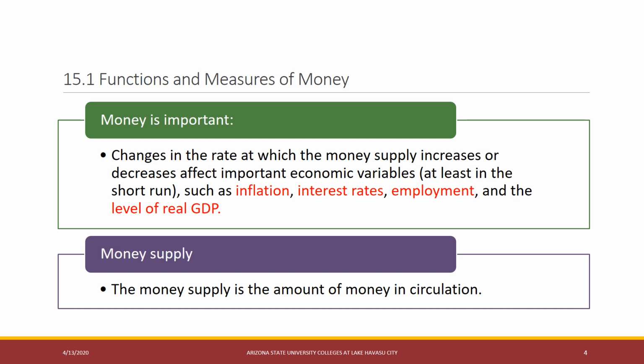Money is important. Changes in the total money supply, that is the amount of money in circulation, and changes in the rate at which money supply increases or decreases affect important economic variables. And what are they? Inflation, interest rates, employment, and the level of real GDP. Economists have struggled to reach agreement about how to define and measure money.